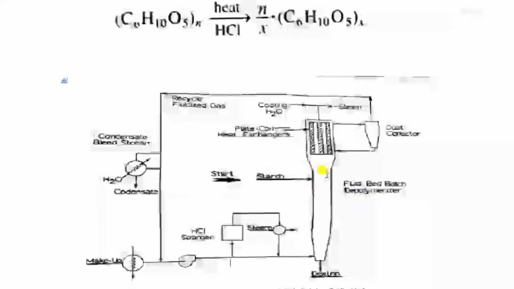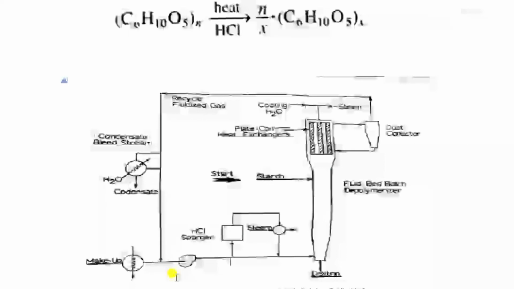The dextrin is formed and it is sent to the dust collector, where unwanted particles and gases are removed and the dextrin is again settled to the bottom. The next thing is that the recycled fluidized gas is sent to the condensate bleed stream, which means that the temperature of these gases is reduced using the steam heat exchanger. And now the gases are again passed and makeup chemicals are added to the gases for the makeup of HCl, and it is again recirculated throughout the process.